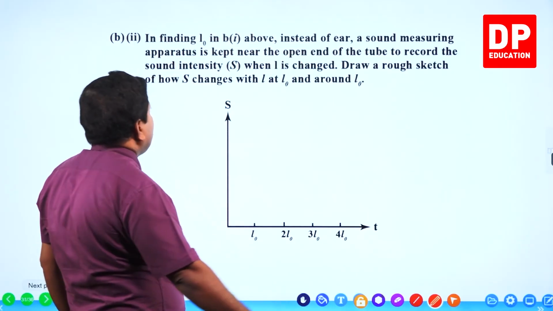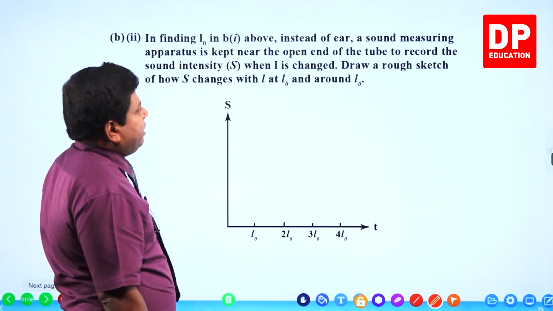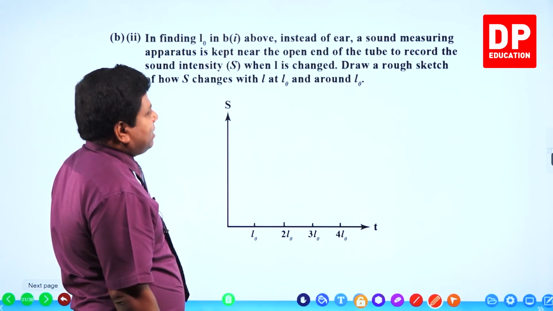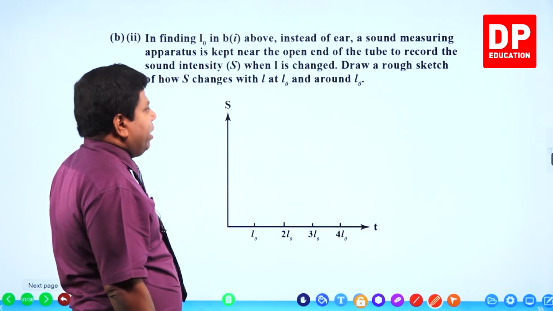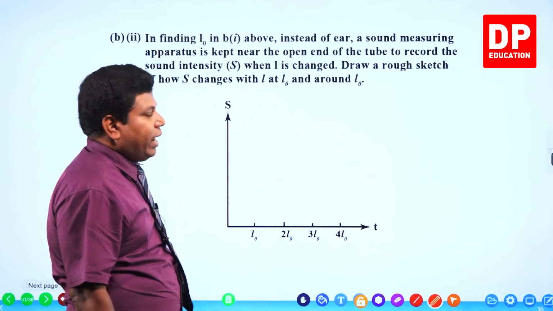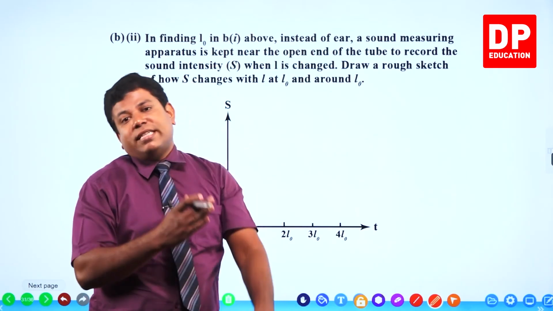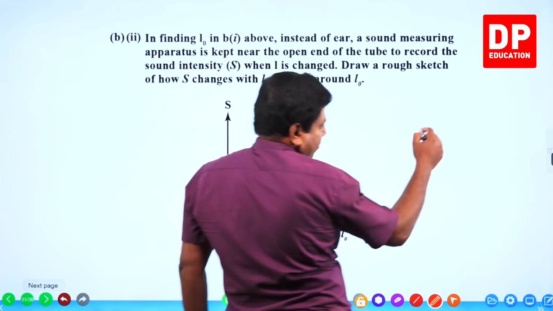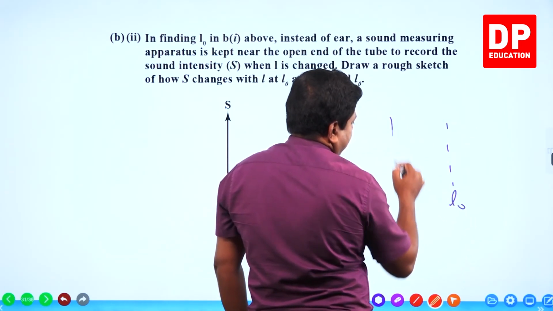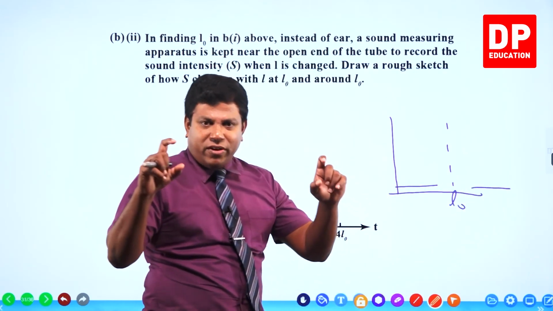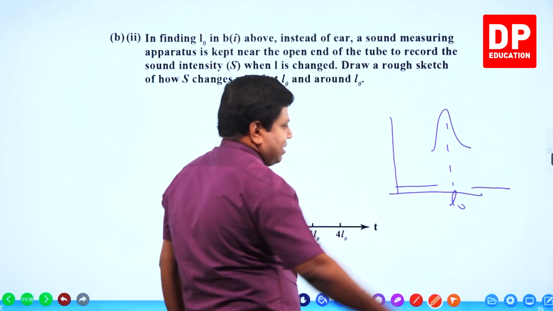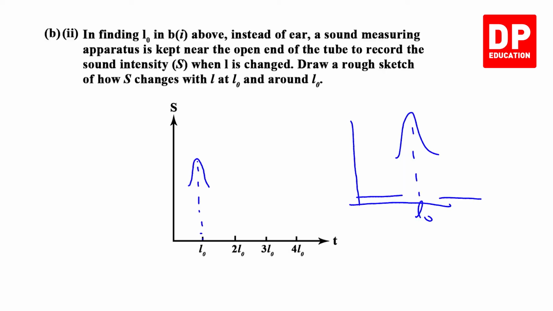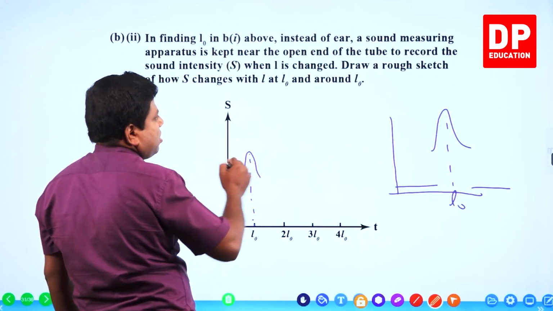Next, in finding L note in B1 above, instead of the ear, a sound measuring apparatus is kept near the open end of the tube to record the sound intensity S when L is changed. Draw a rough sketch of how S changes with L at L note and around L note. L note is where the fundamental resonance takes place. So at L note, you will have a very high intensity of sound. If this is where L note is, the points before that will have no sound, or a very low level of sound. Right close to L note, you will have a high intensity of sound like this. So that's what they asked you to mark here. Just before that and after that, it falls down to a lower level.